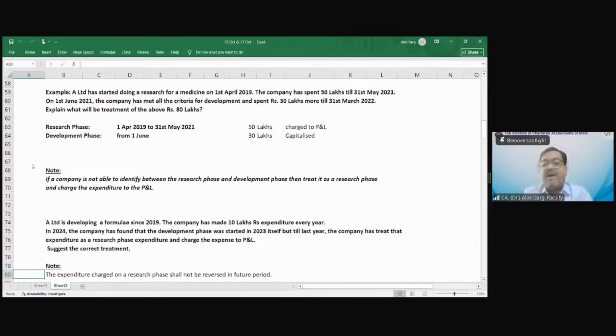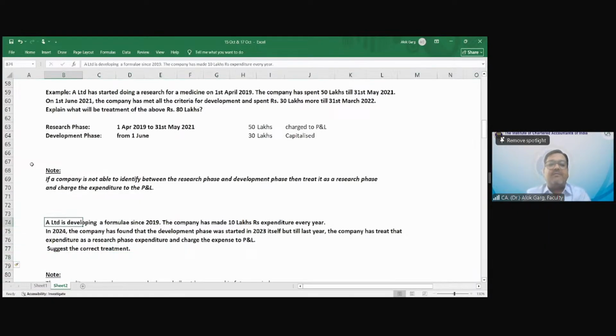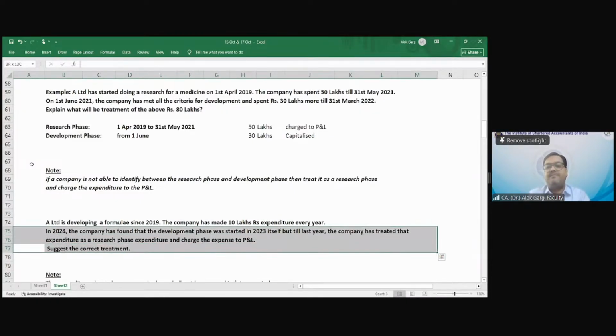Now, one part where students make a mistake. A Limited is developing a formula since 2019. The company has made 10 lakh rupees expenditure every year. In 2024, the company found that the development phase had started in 2023 itself. But till last year, the company treated that expenditure as research phase expenditure and charged it to the P&L. Suggest the correct accounting treatment. What is the correct accounting treatment?